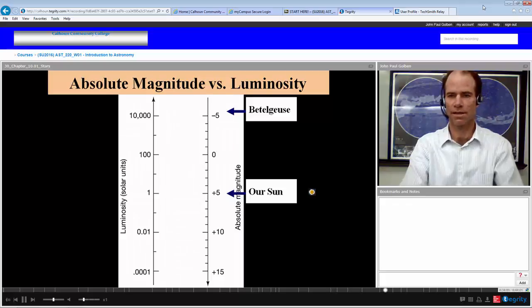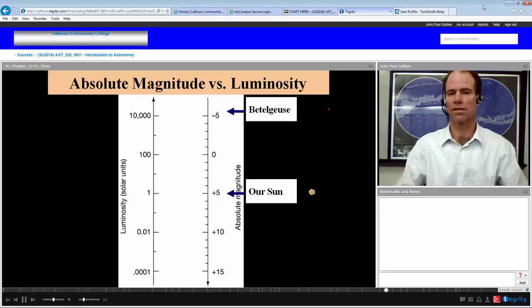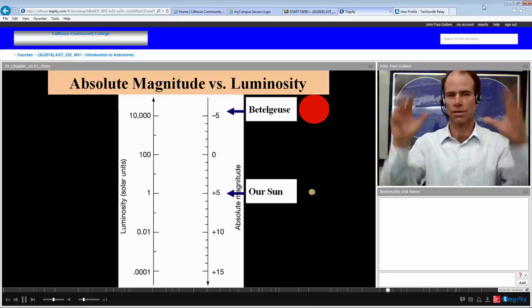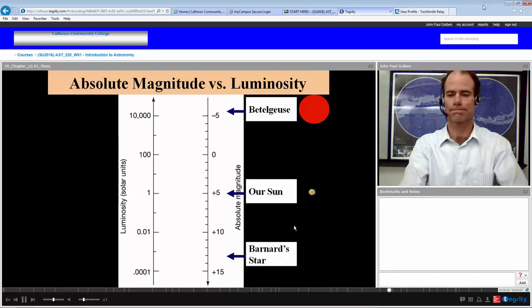Betelgeuse, on the other hand, is already pretty far away, but it's so huge that it's still pretty bright in our sky. It would be really bright if it were put 10 parsecs away because it would be so huge at that distance. So it would be much brighter than our Sun would be at that distance. And Barnard's star, which has an absolute magnitude of 13, since it's closer than 10 parsecs away, would be much dimmer if we were to place it at 10 parsecs away from us.